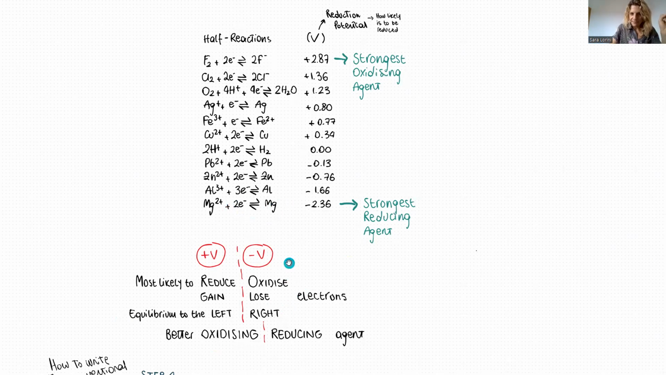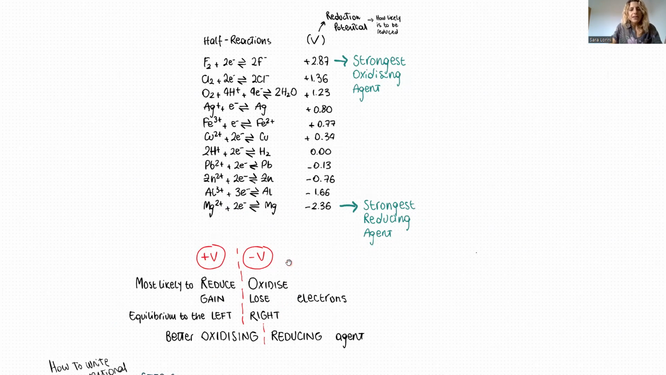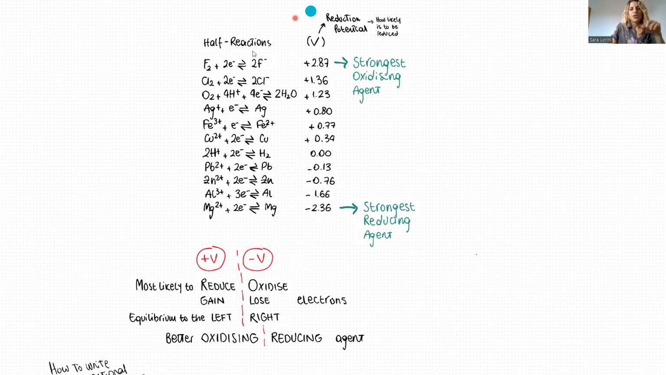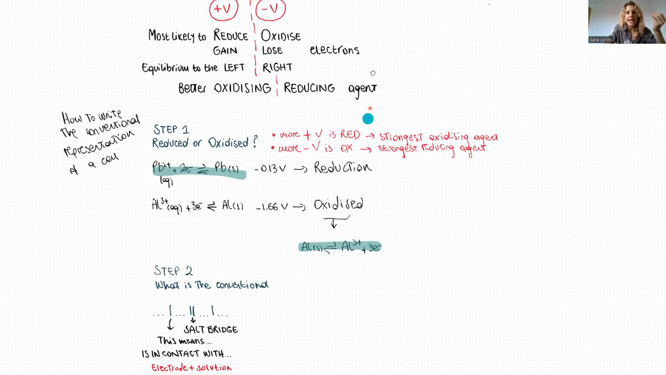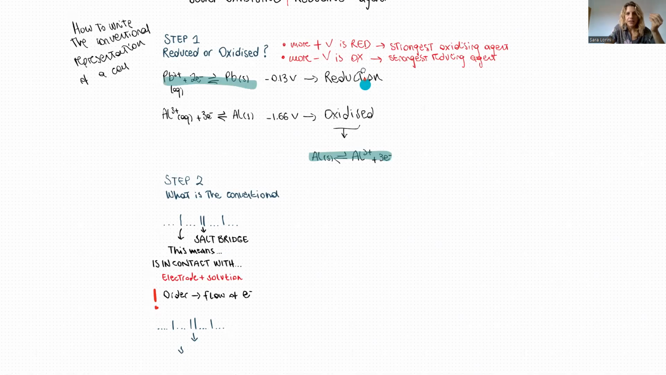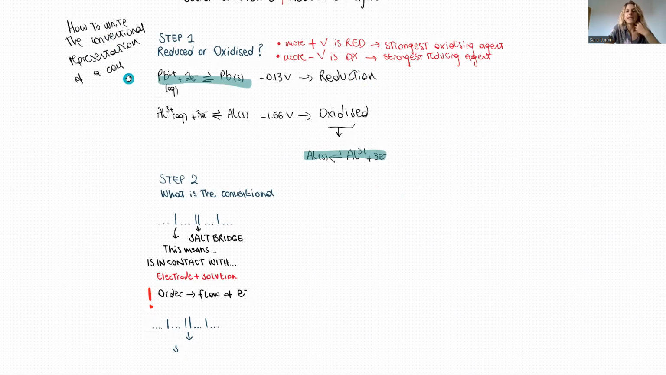Hope that makes sense. Another thing you need to be confident with is not just understanding the meanings of this, but also understanding how these react together and how to write the conventional representation of a cell. Now, remember that a cell is basically our true redox: a redox reaction that generates electricity spontaneously.